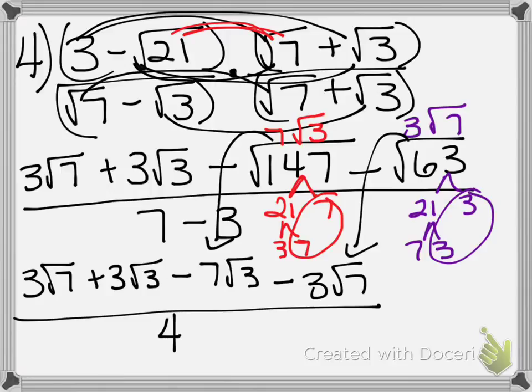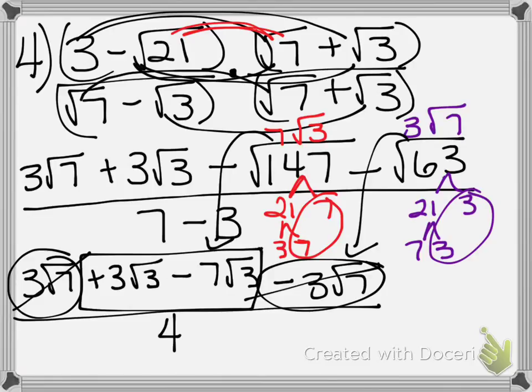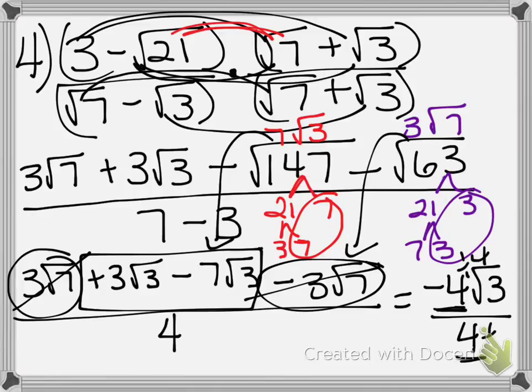So now at this time I want to combine like terms. If I notice here, the 3 square root of 7 and the negative 3 square root of 7, those are gone. And then I have 3 square root of 3 minus 7 square root of 3. So I end up getting negative 4 square root of 3 all over 4. And then I'm going to look here. So this is different because I just have a monomial in the numerator rather than a binomial. But I'm still going to look at what's outside with the negative 4 and 4. I can divide each of those by 4.